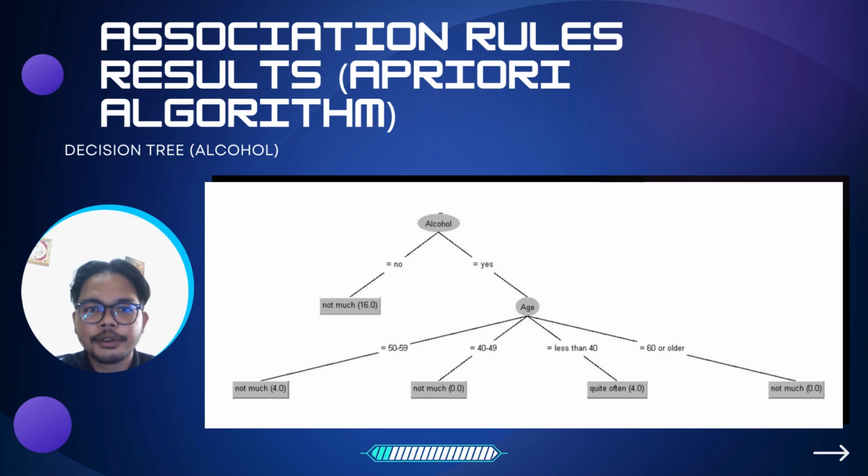However, the scenario changes for alcohol consumers. For those younger than 40 years, the tree indicates a higher frequency of diabetes, placing them in the "quite often" category. With one instance recorded, this highlights a significant risk of diabetes among younger individuals who consume alcohol. Conversely, for alcohol consumers aged 60 or older, the decision tree shows no recorded instance of diabetes, represented as "not much". This suggests that the risk of diabetes associated with alcohol consumption may be mitigated by age in older adults.